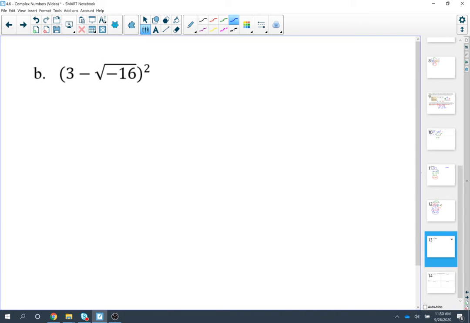Letter B, the quantity 3 minus the square root of -16, squared. First of all, whatever you do, do not distribute that square. It doesn't work that way. Remember, we write it twice. 3 minus the square root of -16 times 3 minus the square root of -16.